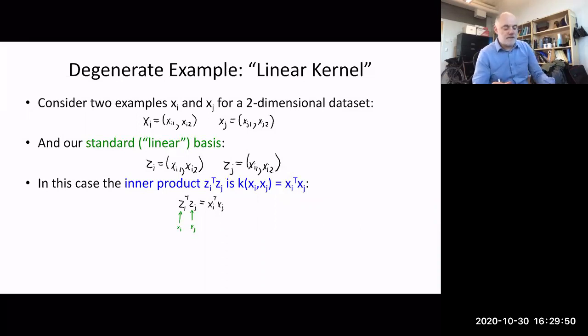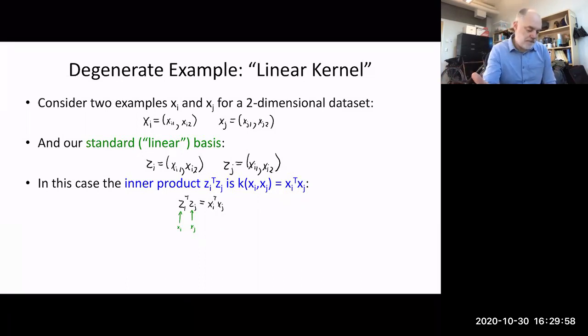Let's talk about this magic function. Let's take a really stupid version of this function, a very simple, trivial version. So let's say we have two examples, xi and xj.